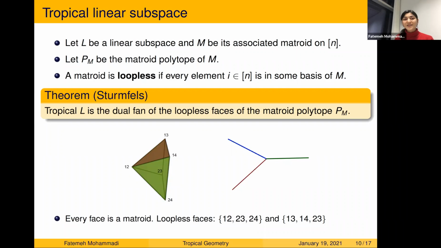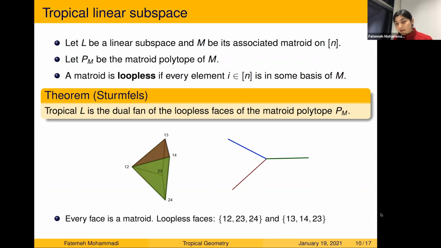Let me repeat this theorem. You start from a linear subspace, defined by a bunch of linear equations. You tropicalize those linear equations and intersect their corresponding hypersurfaces. That's called a tropical linear subspace. Every tropical linear subspace has a nice polyhedral complex, which is pure, balanced, and connected in codimension 1. That complex is exactly the normal fan of the loopless faces of this matroid polytope.